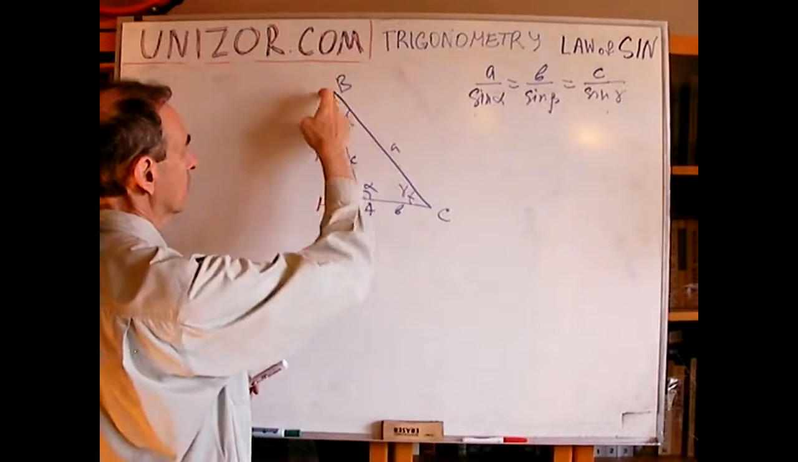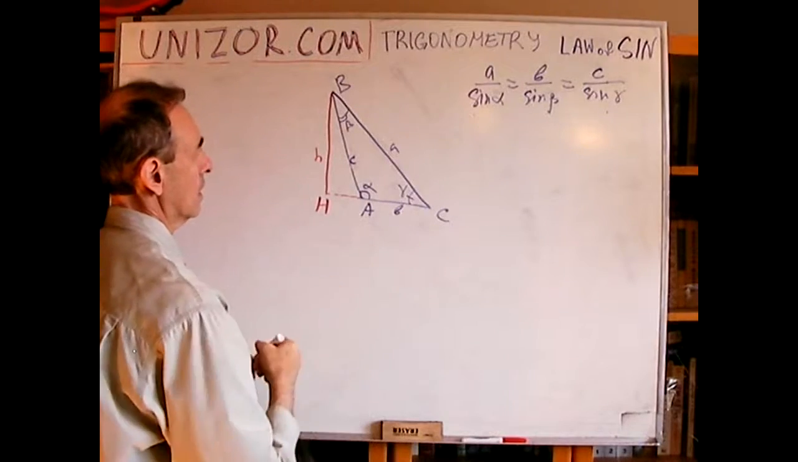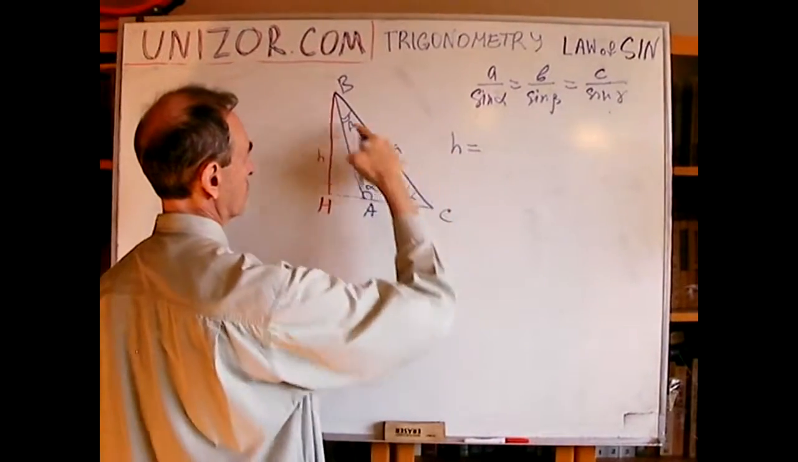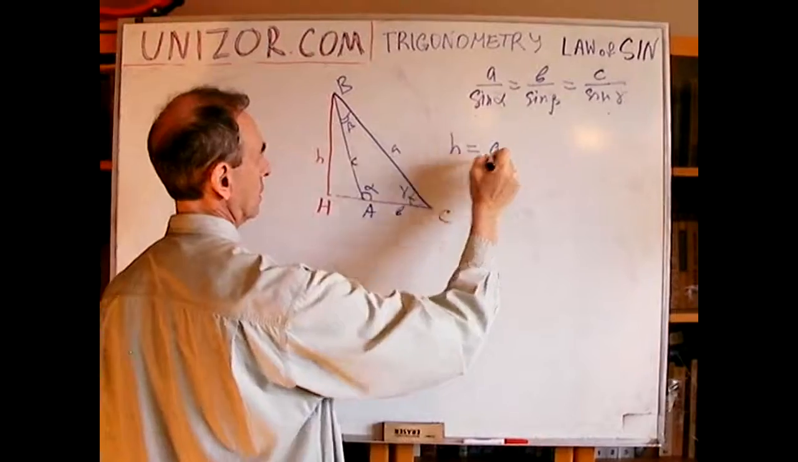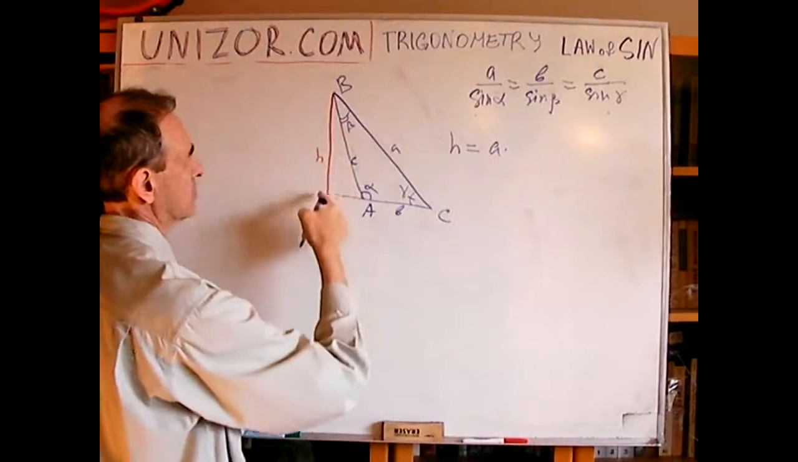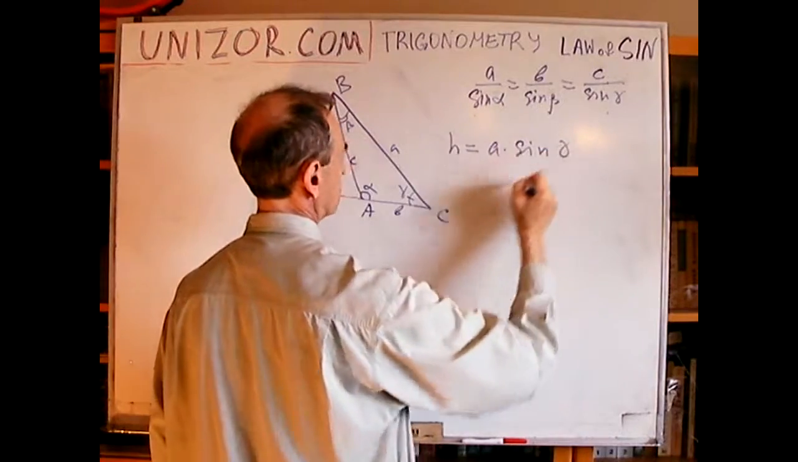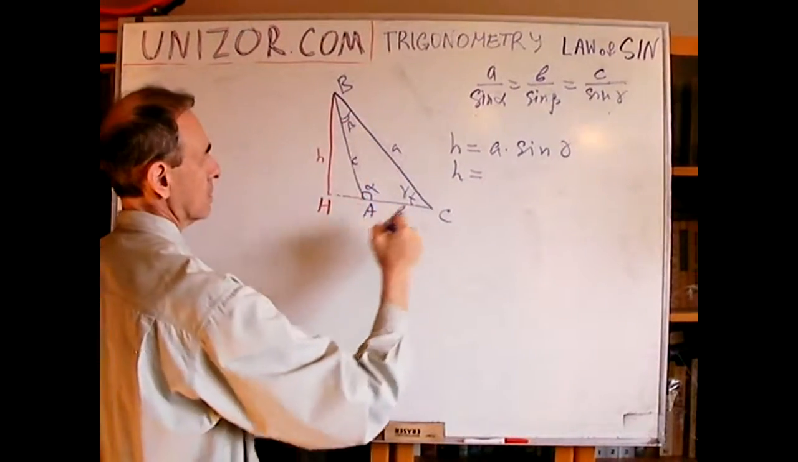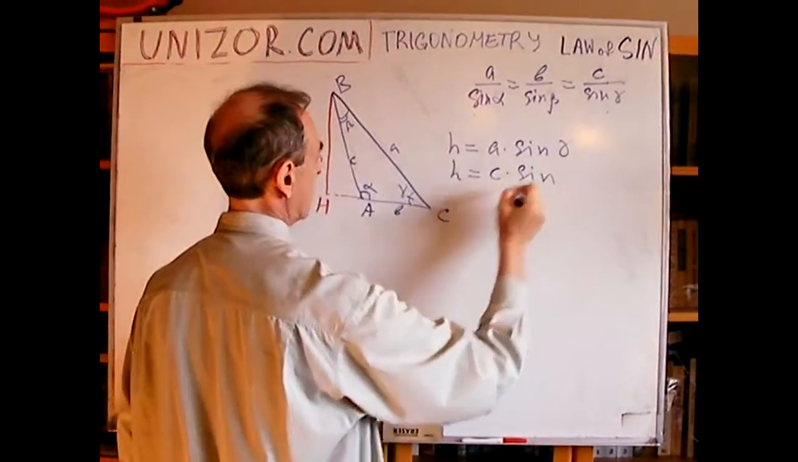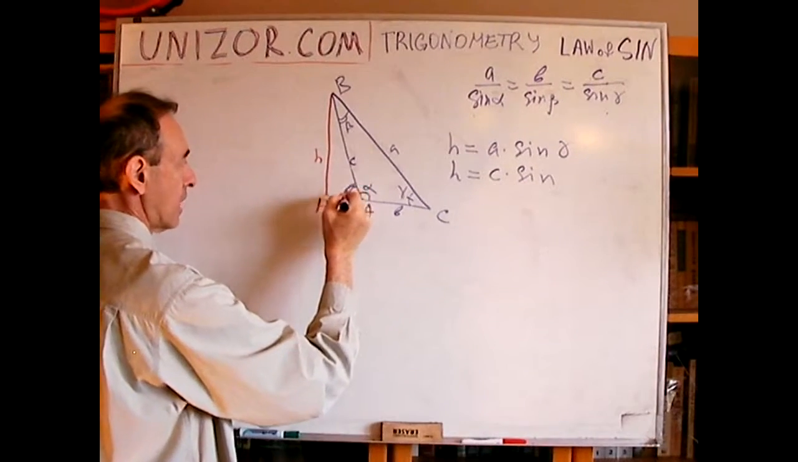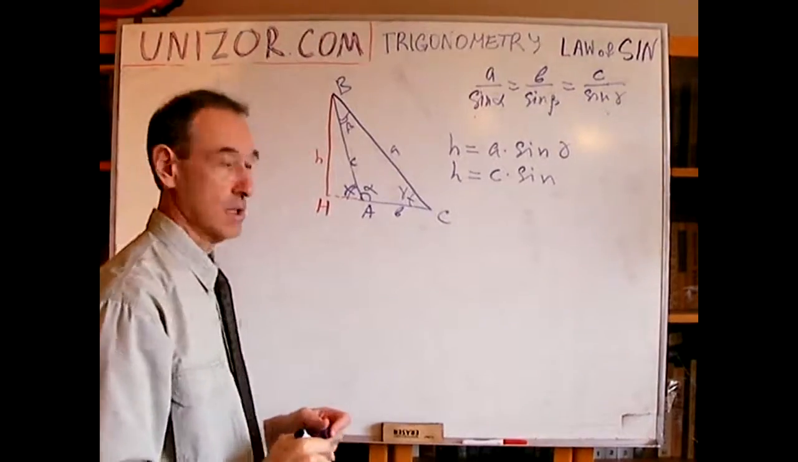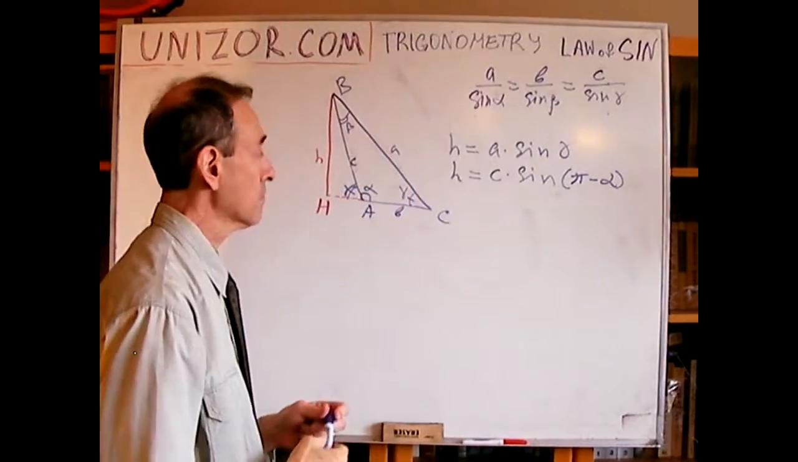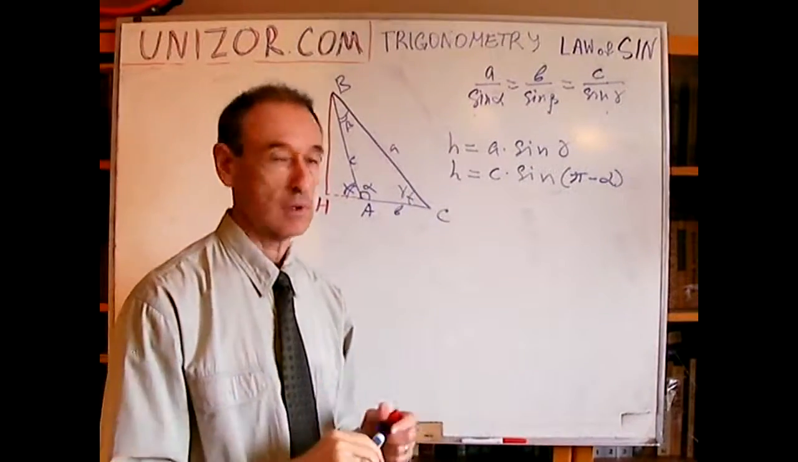Okay, from the triangle BHC, h is equal to hypotenuse a times sine of gamma, since gamma is the angle opposite to BH. Now, from the triangle BHA, h is equal to hypotenuse c times sine of, oops, this is not alpha. This is pi minus alpha. So, it slightly changes the proof.